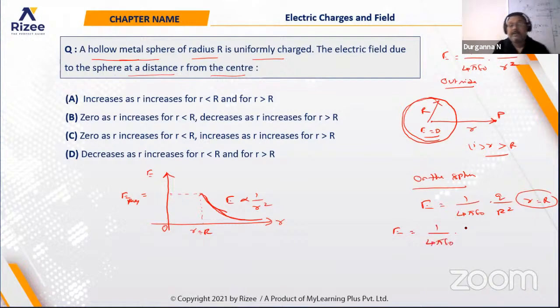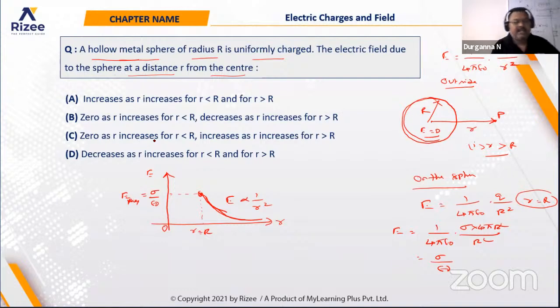Converting the charge into sigma times the surface area of the sphere, that is 4 pi R square, the field becomes sigma by epsilon naught. So that is your maximum value. The maximum will be on the surface. Gradually it will be reducing and comes down to 0. So inside it will be 0.